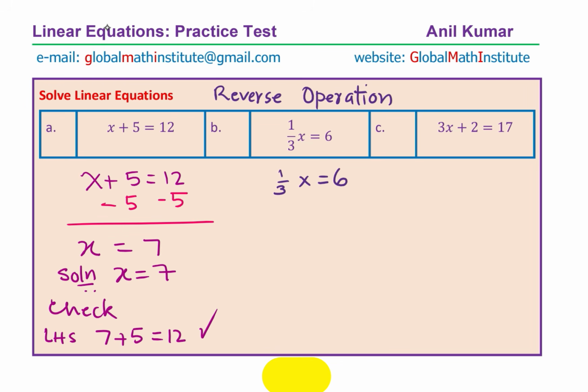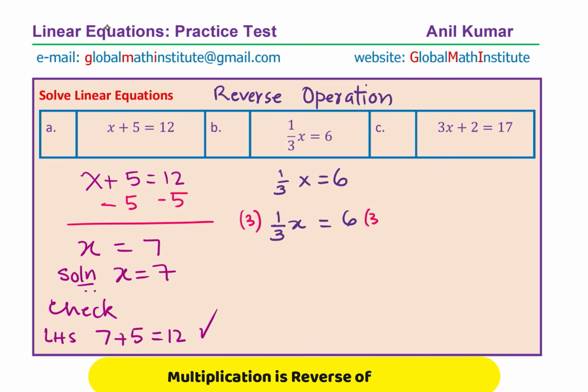So what is the reverse operation of division? It is of course multiplication, and therefore what are we going to do? Well, we are going to multiply by 3 on both the sides, right? If I multiply by 3 on both the sides of the equation, I am not changing the equation. But 3 divided by 3 is 1, and therefore I could write this as x equal to 6 times 3, which is 18.